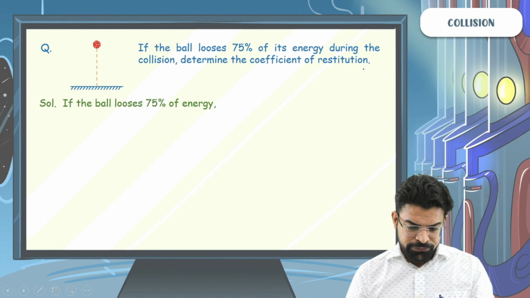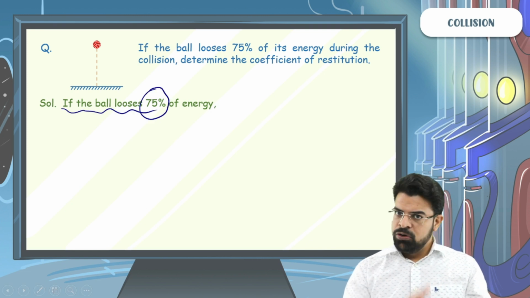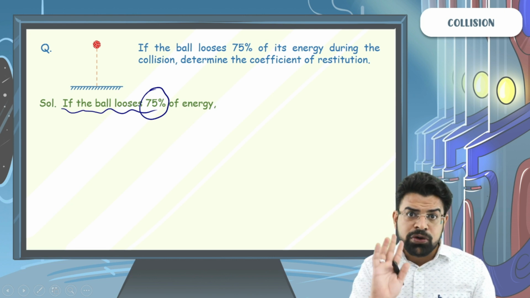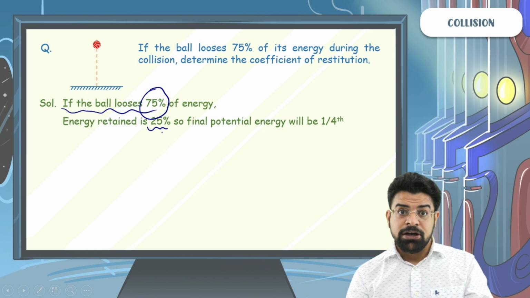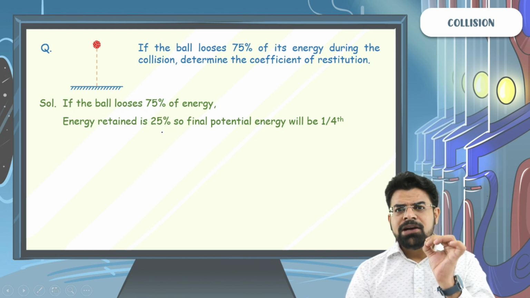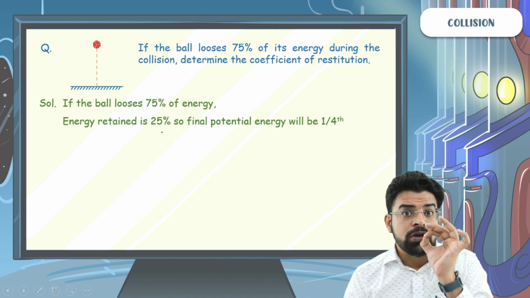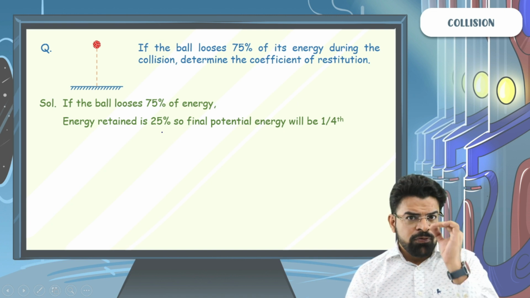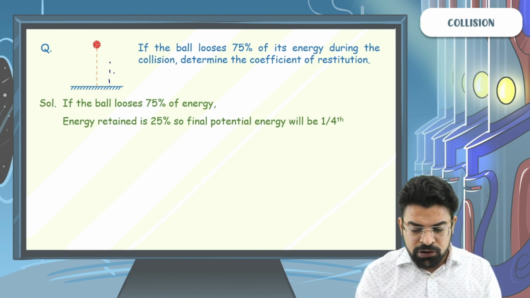You will say, if the ball loses 75% of energy during the collision, it means that it retains 25% of the energy. Retaining 25% of energy means retaining 1/4 of the energy. Now with 1/4 of the total energy, it will go to only 1/4 the total height.